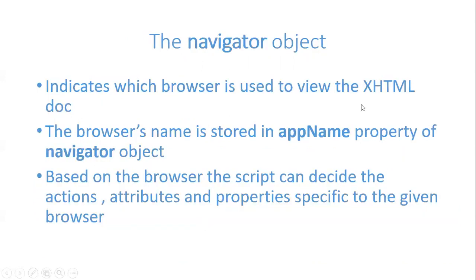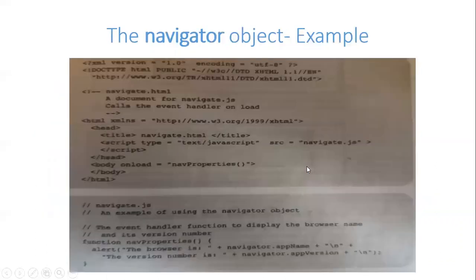In addition to the events, we have got a navigator object. The navigator object performs many tasks. One of the main tasks of the navigator object is that we can know the browser version and the name of the browser. Here we use the navigator object, and the property name is app name. Let us check out how this can be used.